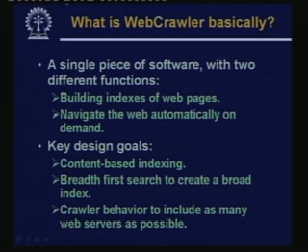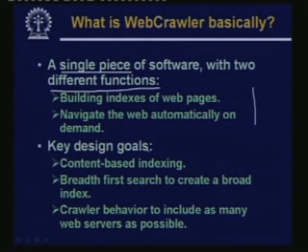Basically the web crawler is an integrated piece of software, that is why it is called a single piece of software, but with two different functions. The functions are, firstly, building an index of the web pages. This is the most important function naturally. Secondly, for the purpose of building indexes, it has to go from one web document to the other. So, navigation of the web in an automated way is also one of the main functions of the web crawler. These are the two main functionalities.